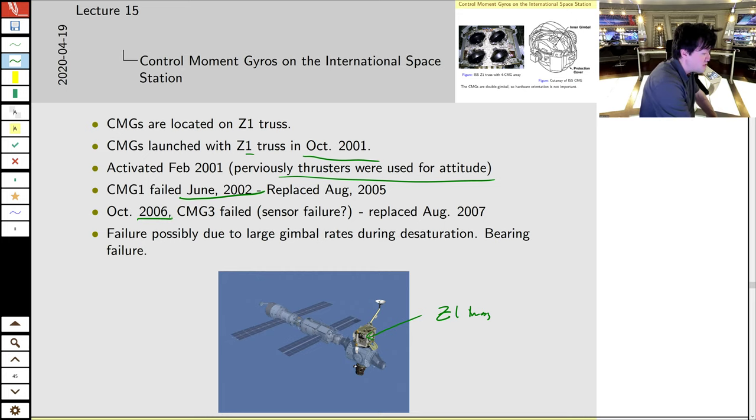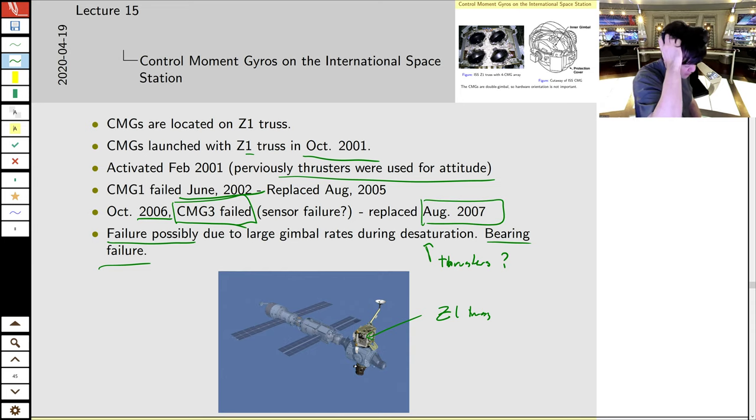There was another failure in 2006. The CMG-3 failed. It was unclear exactly why it failed. Possibly a sensor. Remember, these things have to be desaturated eventually because they get near gimbal lock. So they were using the atmospheric drag, I think, to desaturate, or maybe they were using torque. Probably torque, because that's more rapid desaturation. It would be more likely to cause failure from thrusters, maybe. In any case, it seems like a bearing failed, maybe, or at least a sensor on the bearing failed during one of those desaturations. And then this other CMG also had to be replaced, and that was done just a year later in 2007.